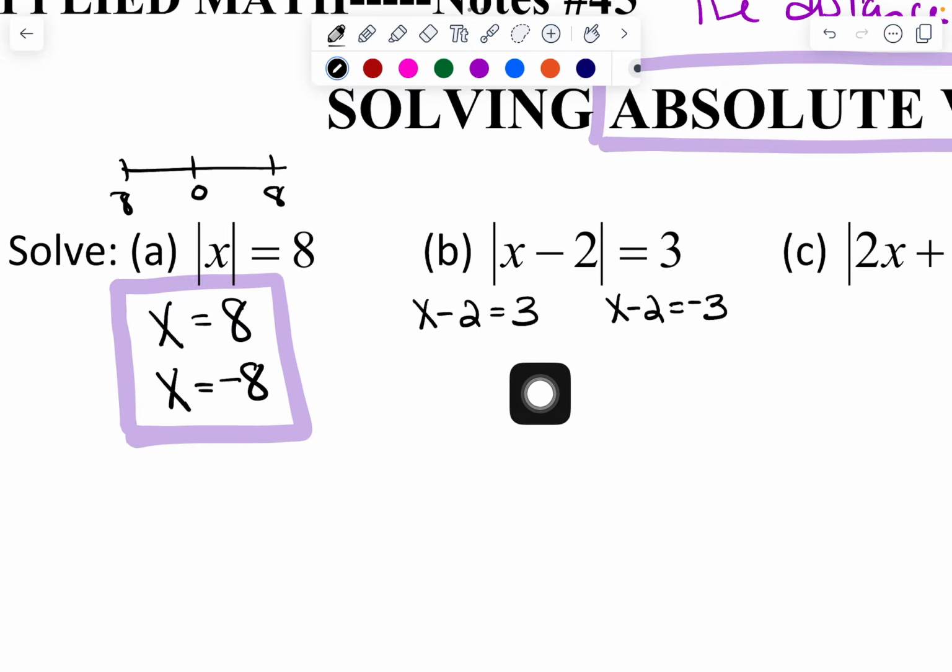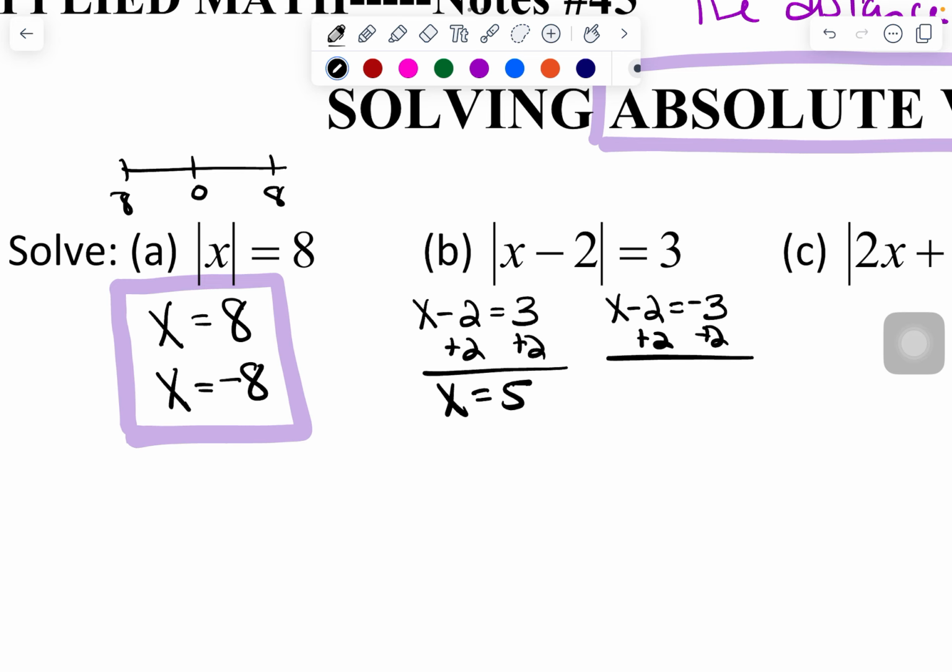So this is going to create 2 equations here. One is equal to the positive, one is equal to the negative. And we're going to solve both of them. So add 2 to both sides. That's going to get you x is equal to 5. Add 2 to both sides, x is equal to -1. And so both of these answers are true for part B.